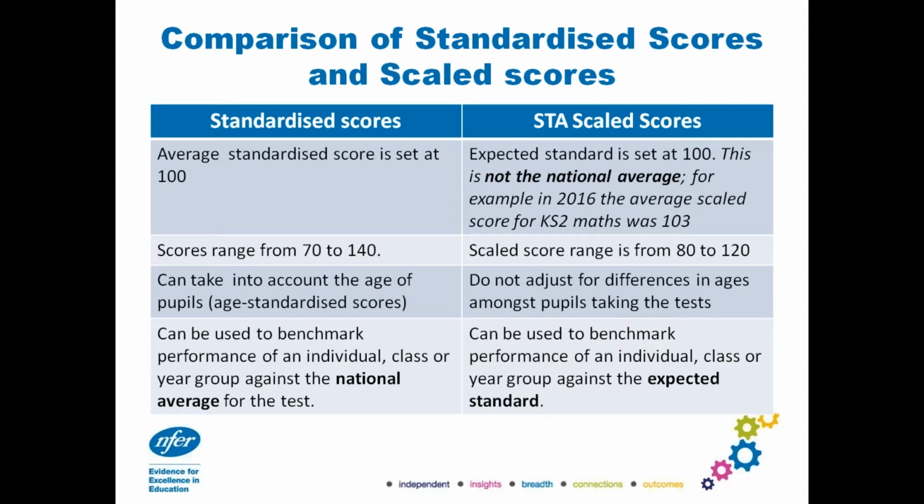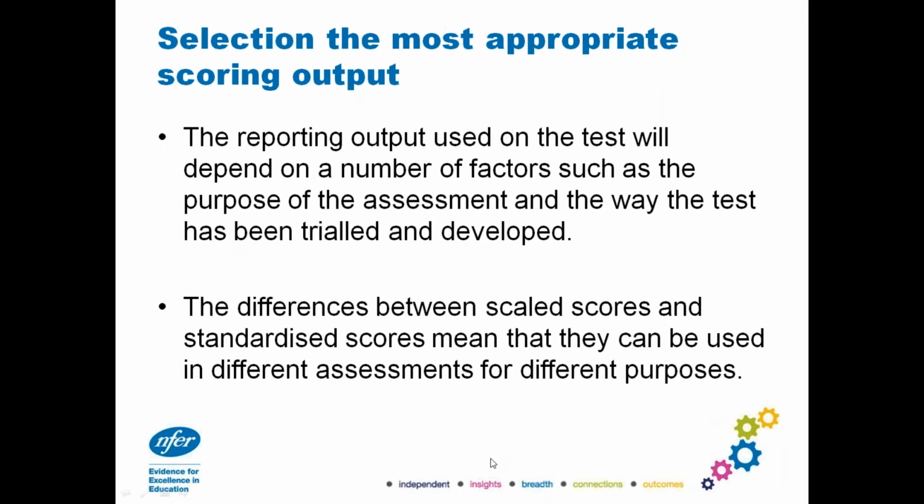With standardised scores, they can take into account the age of pupils. So we mentioned earlier about age-standardised scores. With the STA scaled scores, however, they don't adjust for differences in ages amongst the pupils. And both of the tests can be used for benchmarking at individual, class or year group level. But for the standardised scores, you're benchmarking against the national average, whereas with the scaled scores, you're benchmarking against the expected standard.